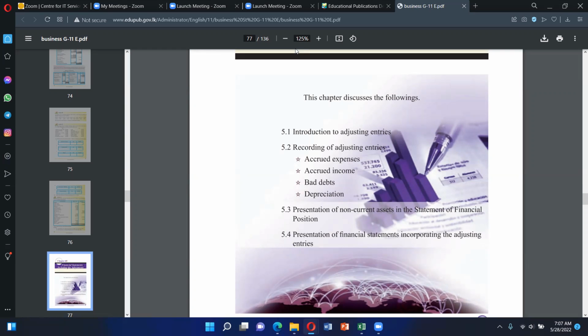So this is the important topic. Here we learn accrued expenses, accrued income, bad debts, depreciation, and along with these adjustments, how you present our financial statements. Okay.